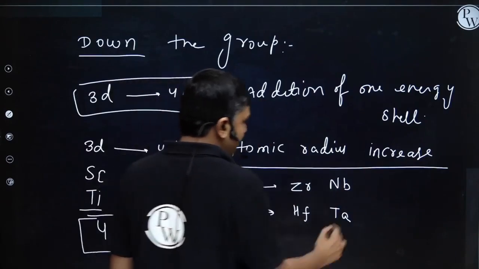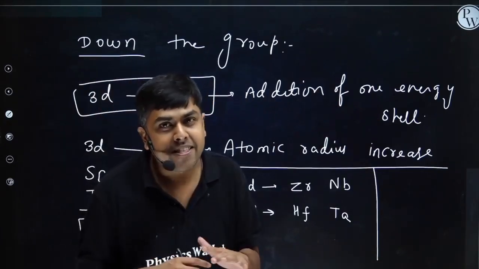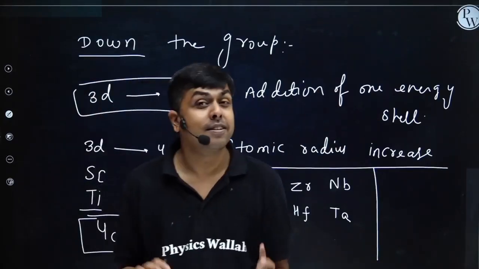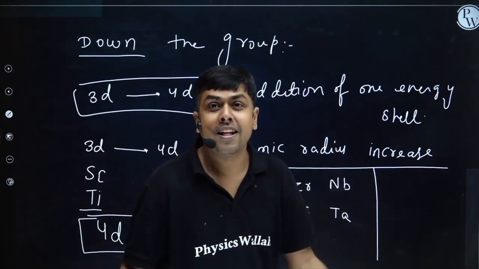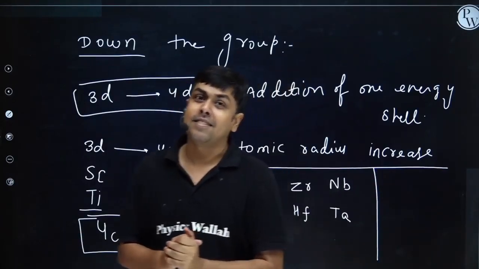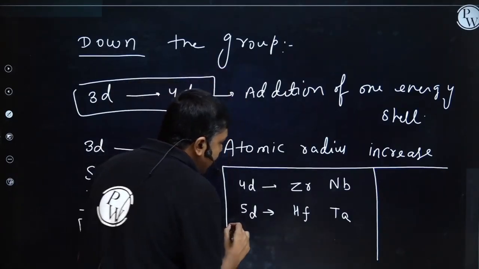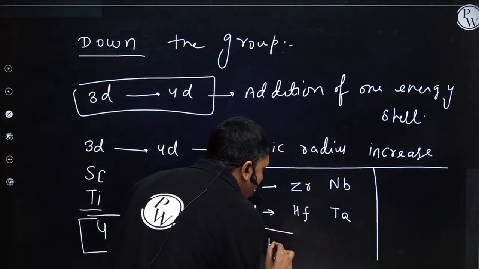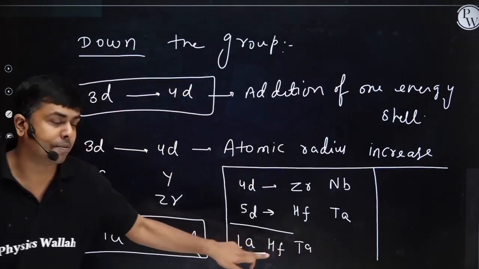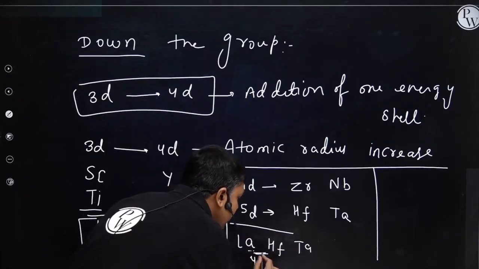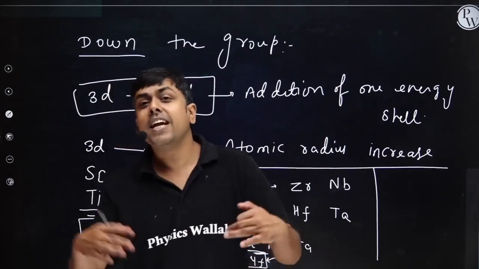Basically, students, there are two factors. As we move from 4d to 5d, there is addition of one energy shell, and because of that the size should increase. But at the same time, in the 5d series, as we move from lanthanum to hafnium to tantalum, we have a completely filled 4f subshell. And this 4f subshell has poor shielding. And if shielding is poor, what will happen?